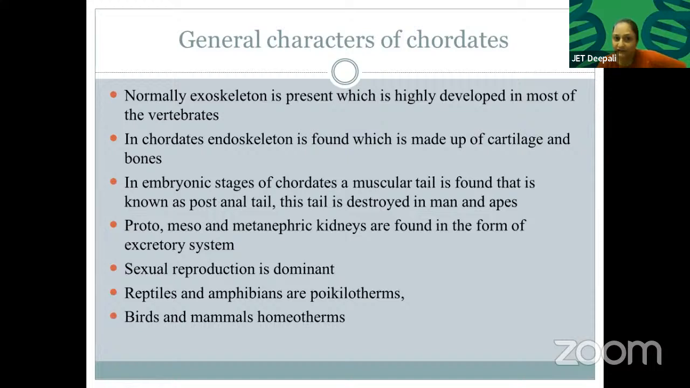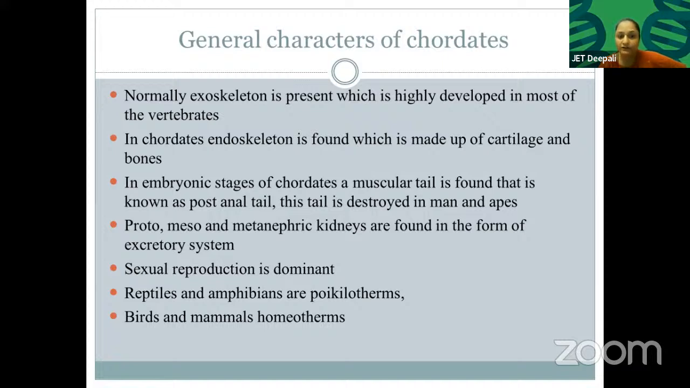General characters of chordates again. Normally, exoskeleton is present, which is highly developed in most of the vertebrates. In chordates, endoskeleton is found, which is made up of cartilage and bones. We also have an endoskeleton made up of bones and cartilages. In embryonic stages of chordates, a muscular tail is found, known as the post-anal tail. This tail is destroyed in humans and apes. This is because of evolution. Otherwise, our ancestors had a proper tail, but because of evolution, we lost this feature.